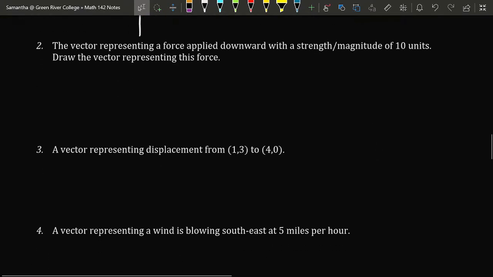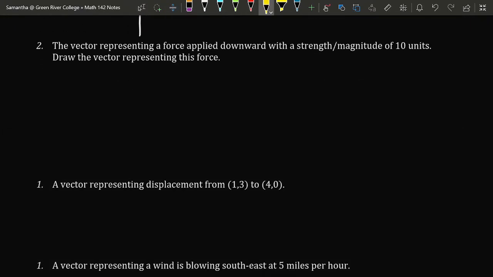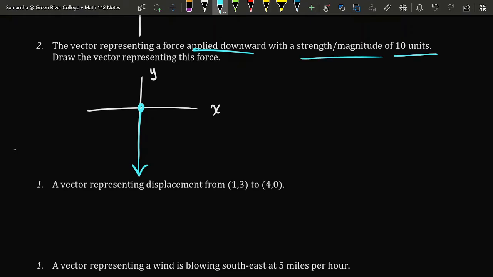Let's draw an arrow corresponding to the following vector. This is the vector that represents a force being applied downward that has a magnitude of 10 units. So, following tradition, I'm going to sketch this on the XY plane, and I'm going to position the vector so that its tail is at the origin. Then I'm going to extend the vector 10 units down. Applied downward, so the vector is pointing straight downward. A magnitude of 10 units, so the length of this arrow is intended to be 10 to reflect that.